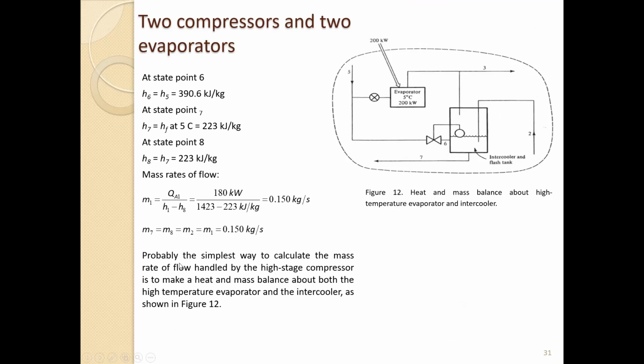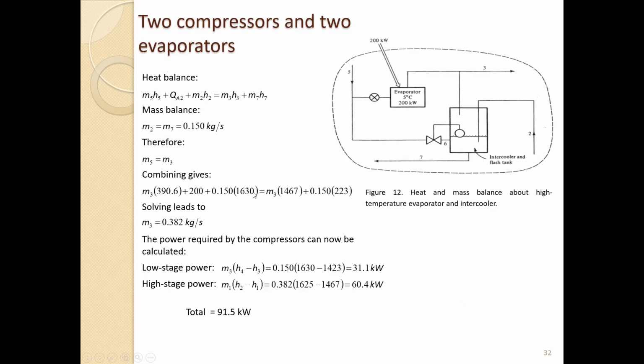Okay, wait. Probably the simplest way to calculate the mass rate of flow handled by the high stage compressor is to make a heat balance about both the high temperature evaporator and the intercooler as shown in figure 12. Ito. Buuhin mo to para makuha mo yung flow rate nito sa kayan.